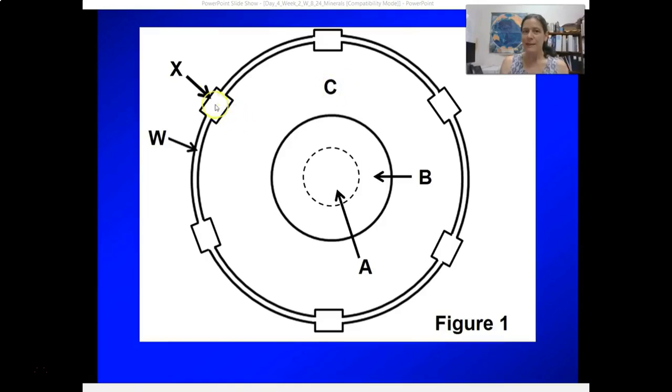The line between C and the W and the X, that is the MOHO. The line below that marks the boundary between the mantle and the core. B is the outer part of the core. A is the inner part of the core.